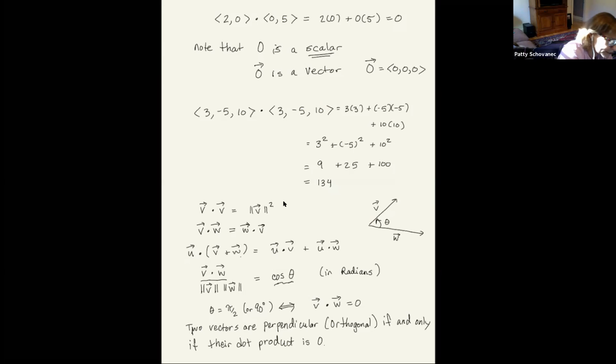So these are listed as facts about dot products. The vector dotted with itself is the magnitude squared. The dot product is commutative. The dot product is distributive. And one of our favorite applications of the dot product is that it gives us the cosine of the angle between two vectors. From that, we can decide whether two vectors are orthogonal if and only if their dot product is 0.